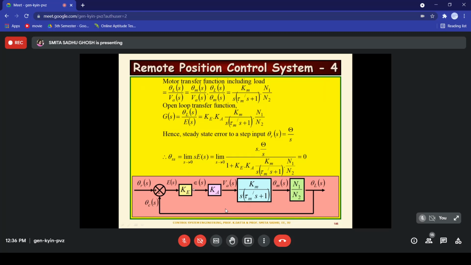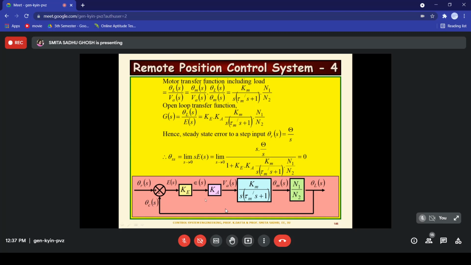Now, the output of the potentiometric error detector was denoted as epsilon s. So epsilon s is equal to Ke into theta r minus theta c. The intermediate signal is denoted as Es, the error between theta r and theta c. But nevertheless, as far as epsilon is concerned, epsilon is equal to Ke into theta r minus theta c, which is what we had derived for the model of the error detector.